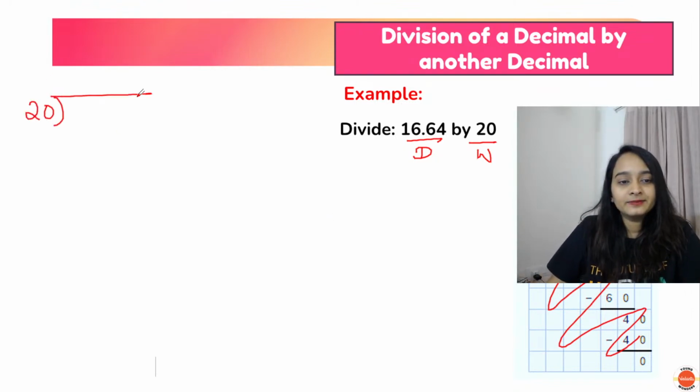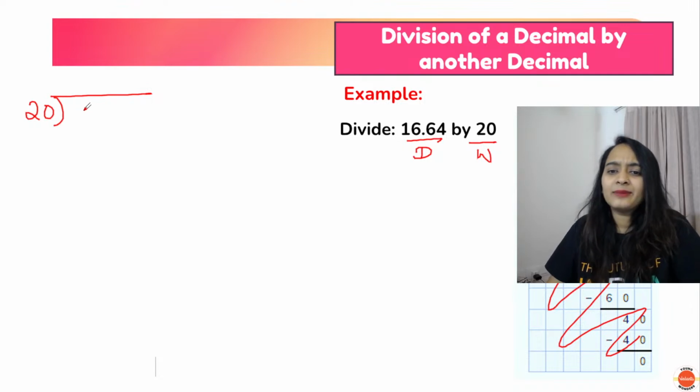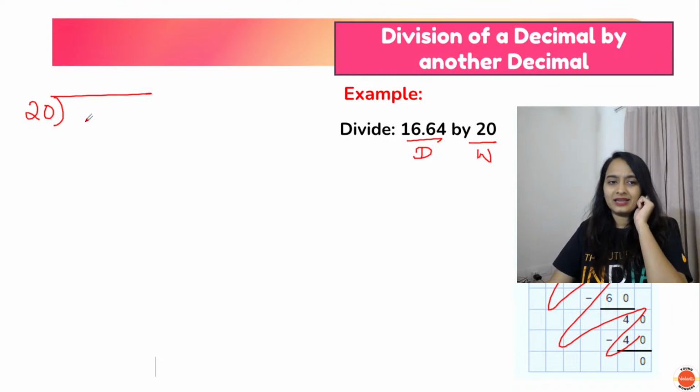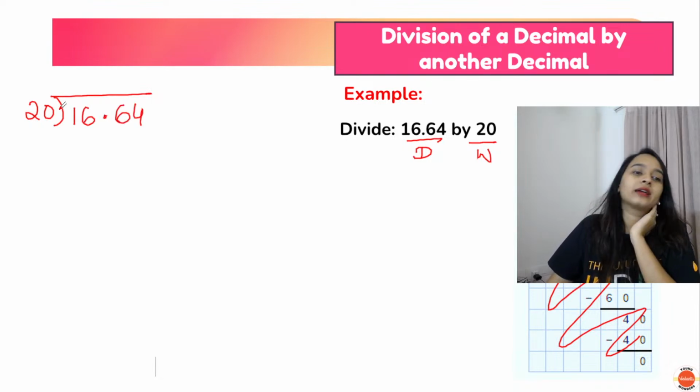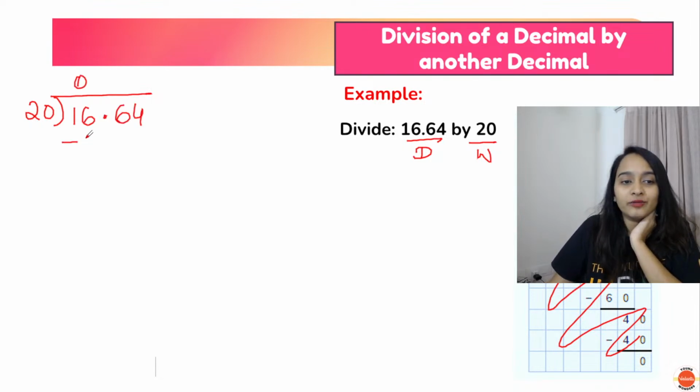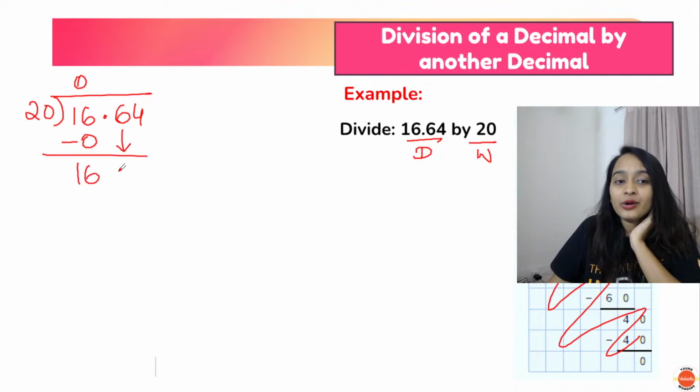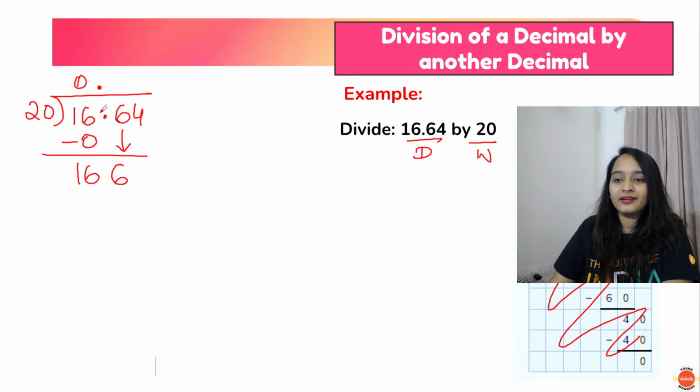You have 20. Actually, we can also make this 20 into 2. I don't know why we are doing it as 20, but okay. 16.64, right? 20 into 0 will give you 0. The remainder is 16. You're bringing down a number after the decimal point, so what do we have to do? Immediately keep a decimal point here.